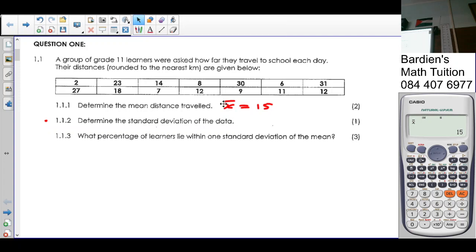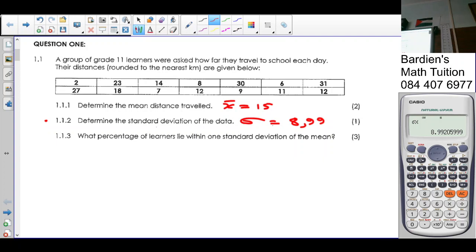So with the standard deviation, again press shift 1, 4 for variance, 3 for standard deviation. 8,99. You all agree with that? Okay. So this is your symbol for your standard deviation. 8,99.